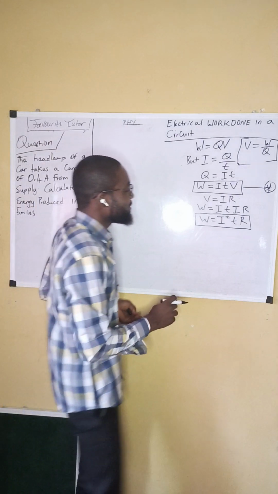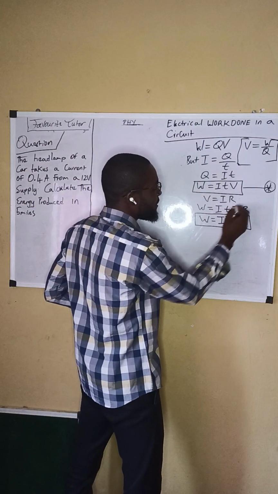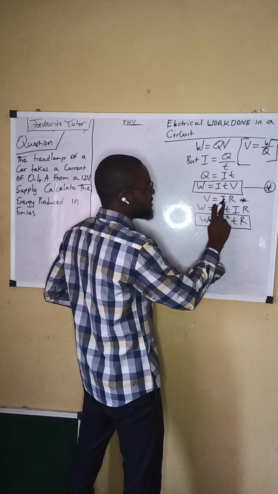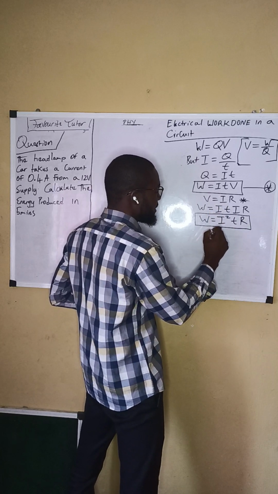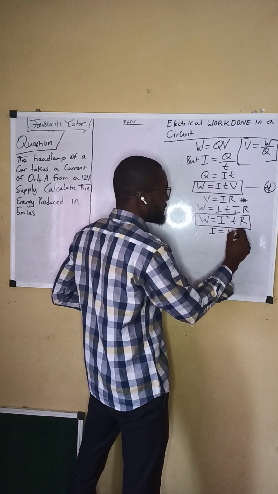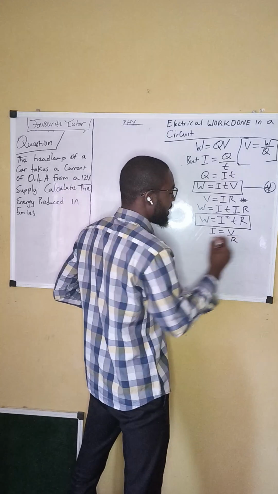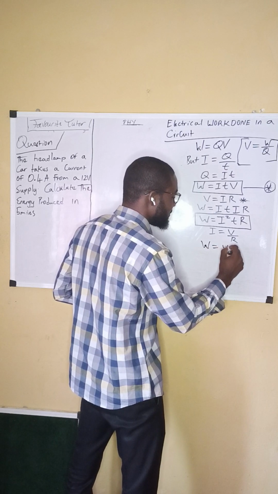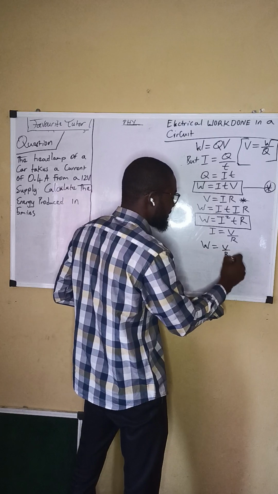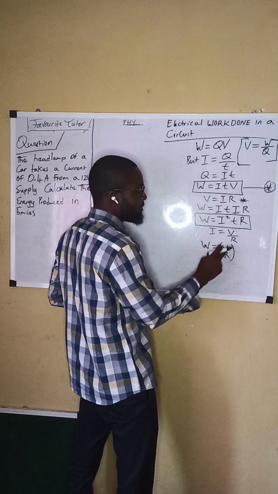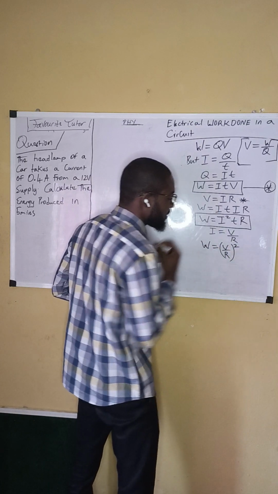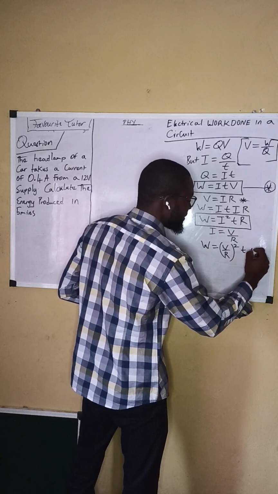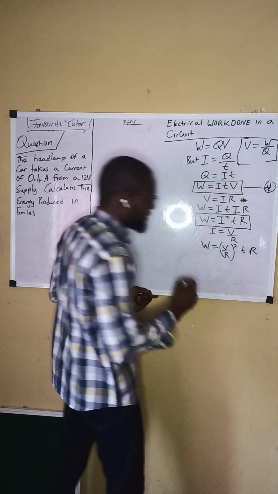Let's go further. From Ohm's law, if we make I the subject of the formula, I equals V over R. Therefore work done is equal to V over R, substituting for I, all squared, times T, times R.